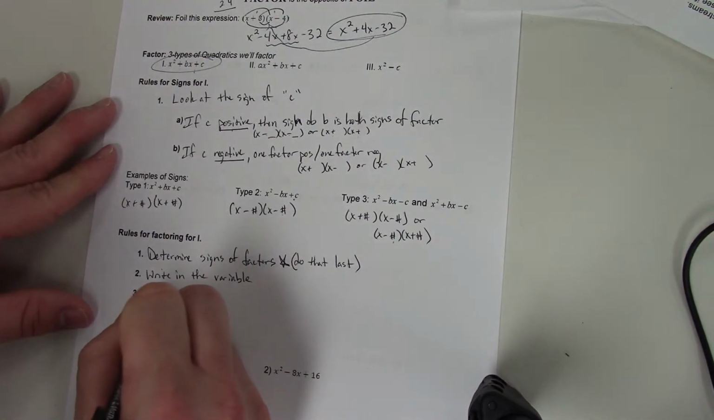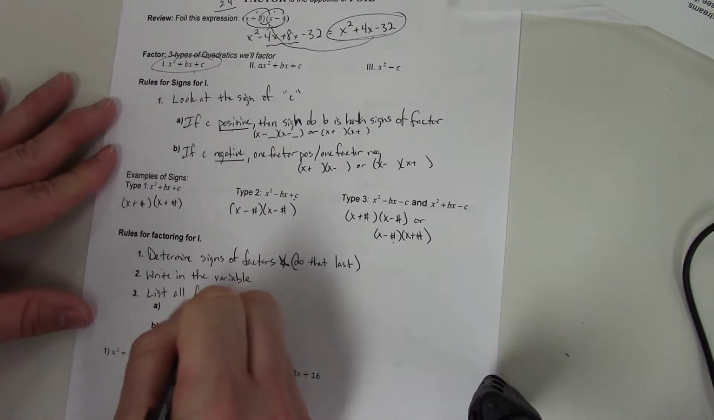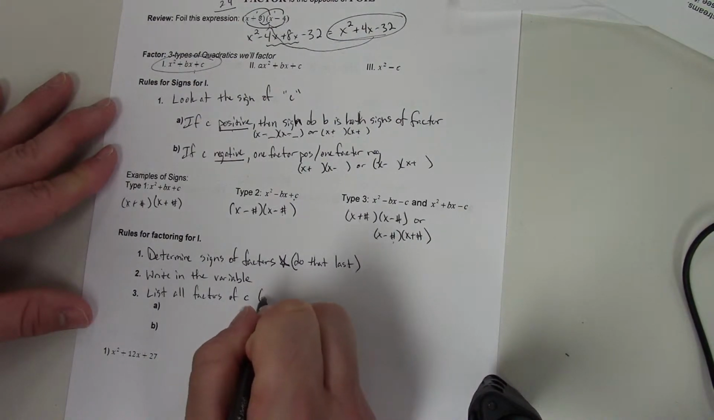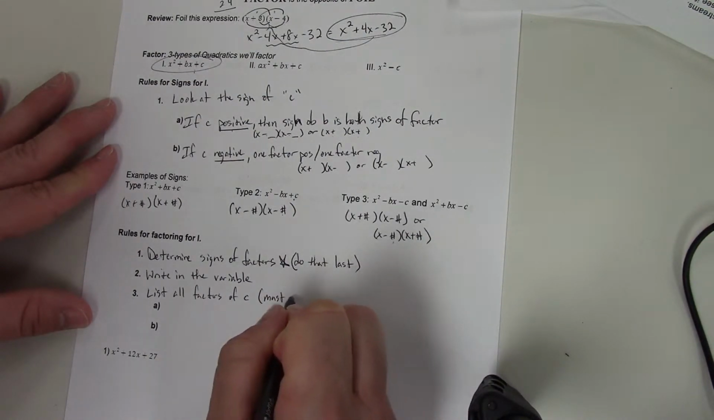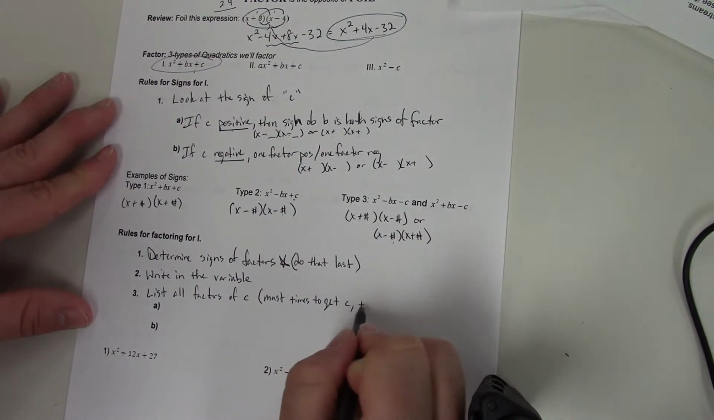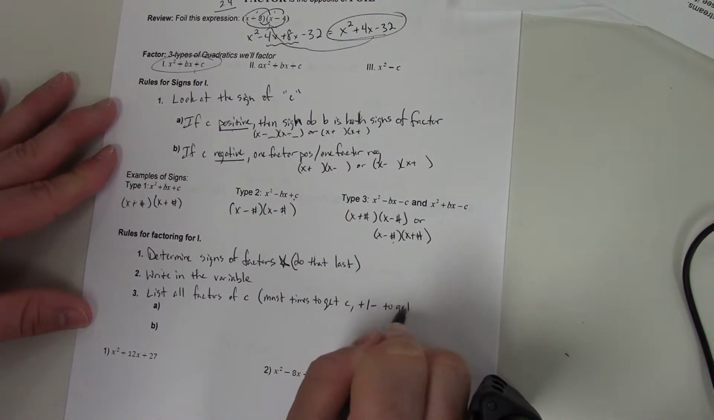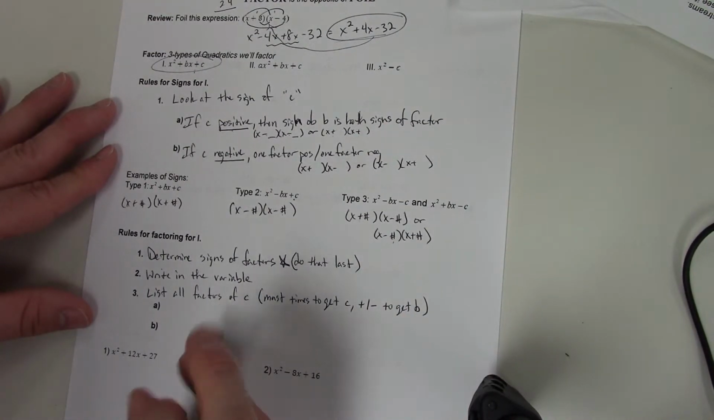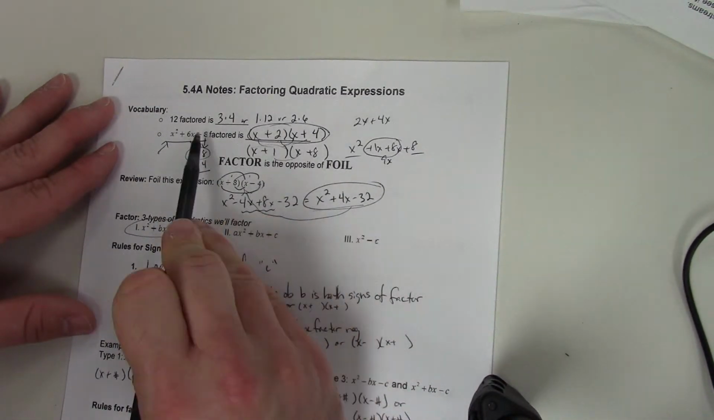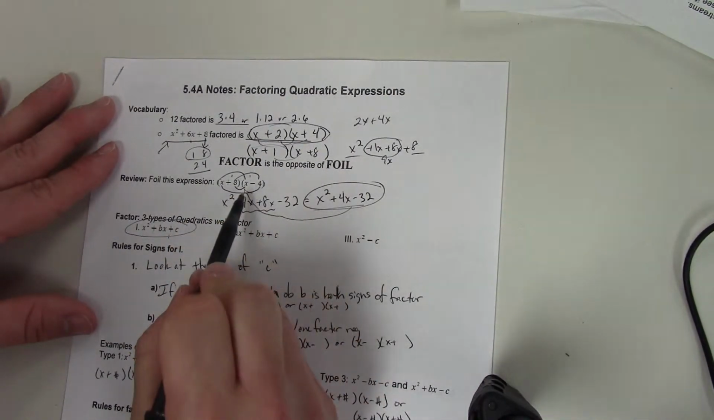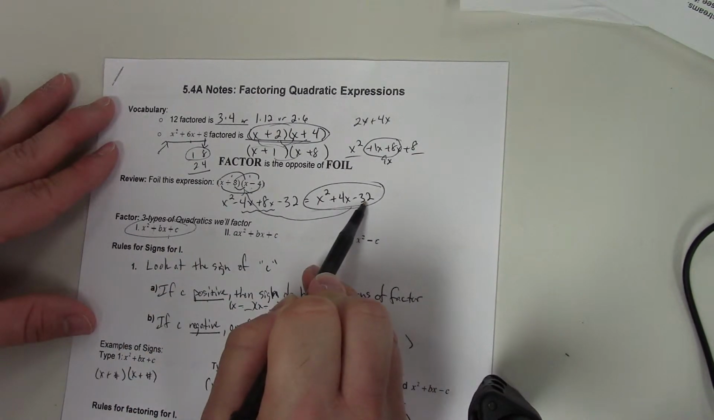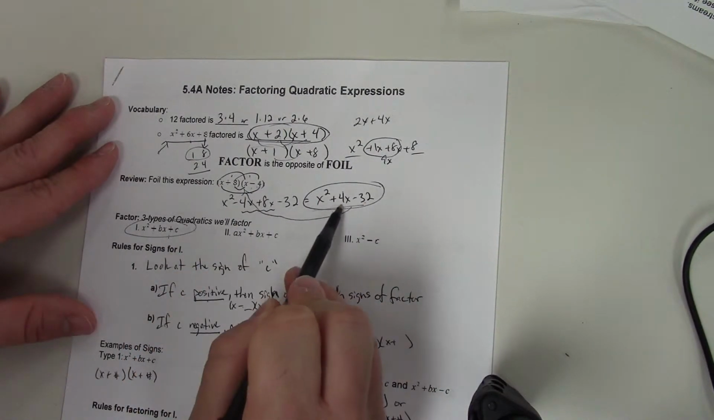Step 3 is to list all factors of C, because we must be able to times to get C and add or subtract to get B. Those factors of C, just like I did up here. 2 plus 4 gave me 6, 2 times 4 gave me 8. That didn't work if I did these. Just like this. Negative 4 times 8 gives me the negative 32, so they multiply to get that, and positive 8 minus 4, they add to get that.